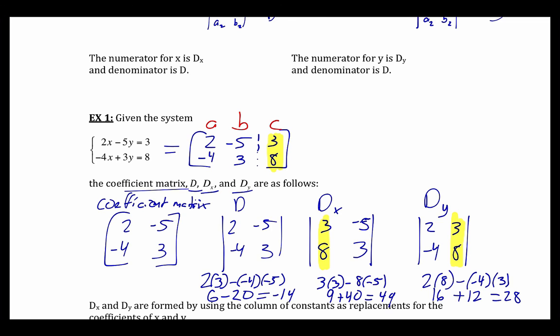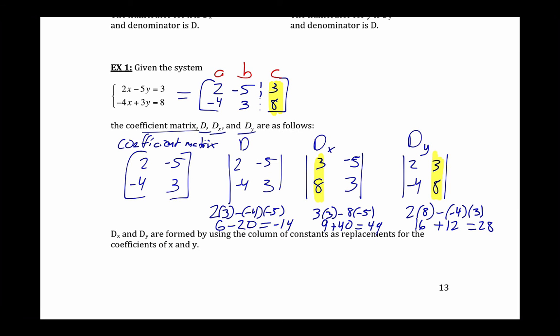So again, just rehashing, d sub x and d sub y are formed by using the column of constants as replacements for the coefficients of x and y. We replace the x coefficients in d sub x, and we replace the y coefficients in d sub y.